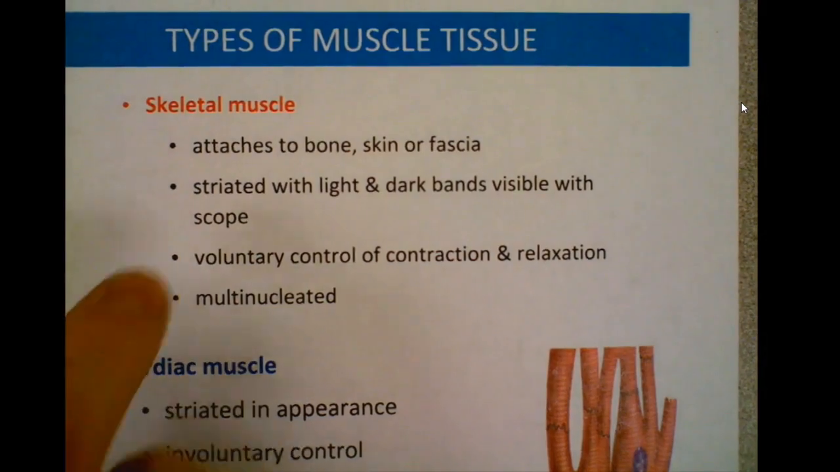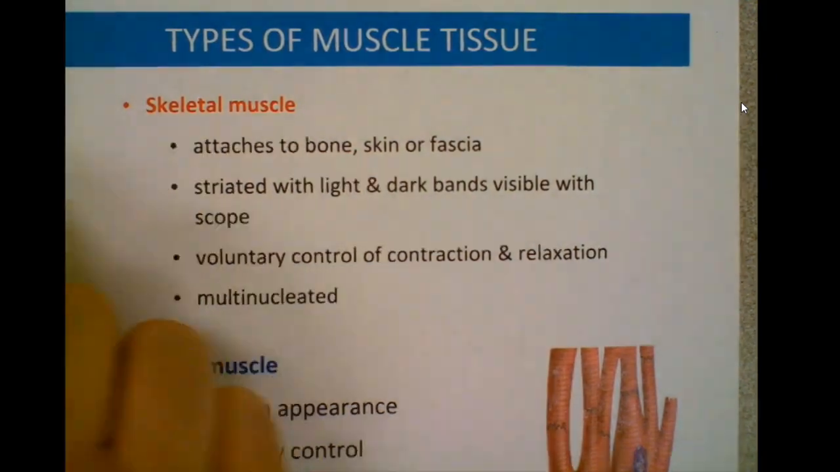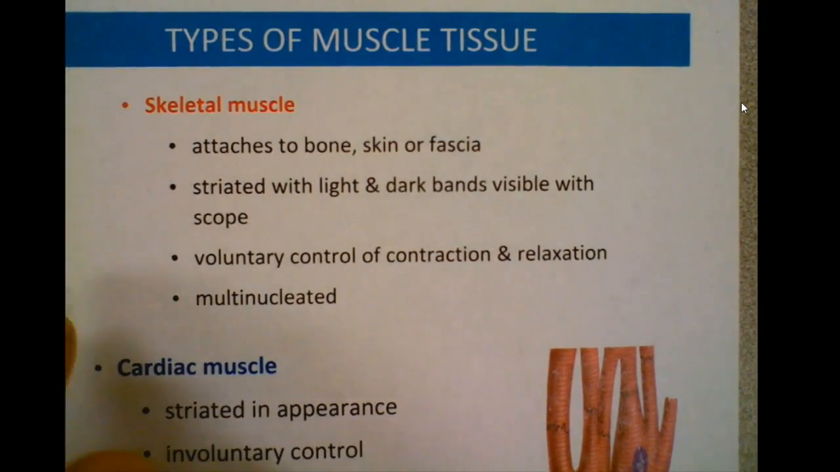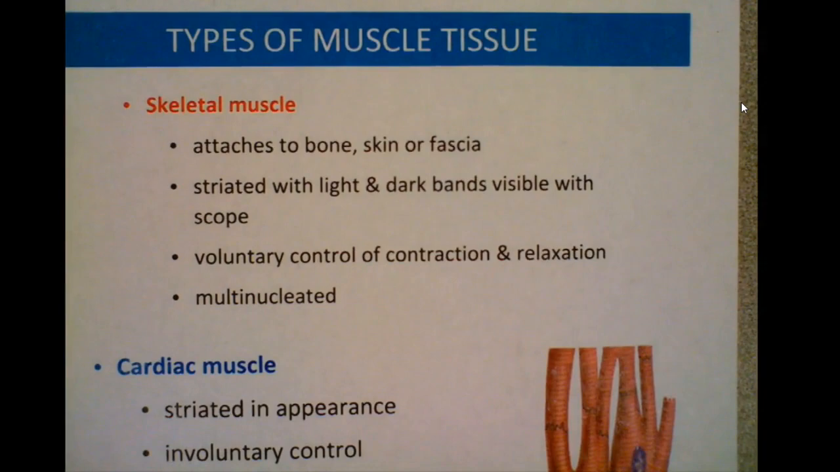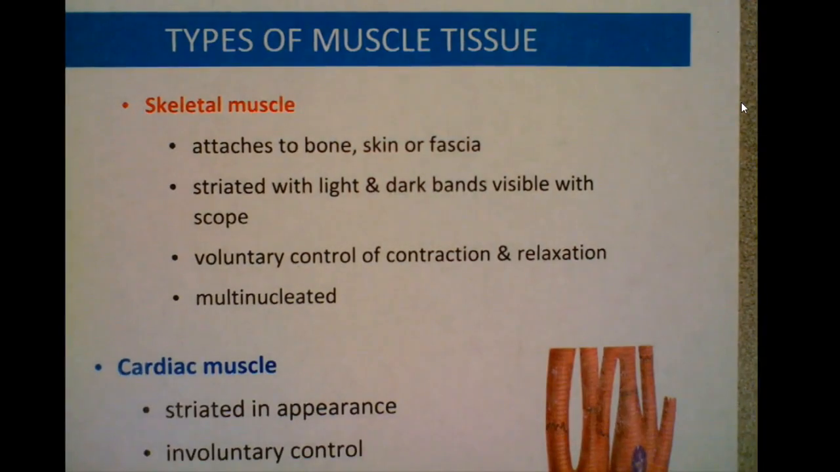They contain what are called striations. So they're striated with light and dark bands, and you can see that. We have these stripes. And we'll talk about what those stripes are a little bit later in this chapter. Skeletal muscle is under mostly voluntary control. You control your skeletal muscles. So you can consciously send a signal to your skeletal muscles to do a certain job.